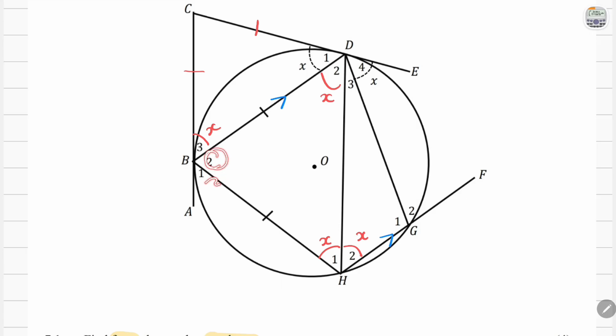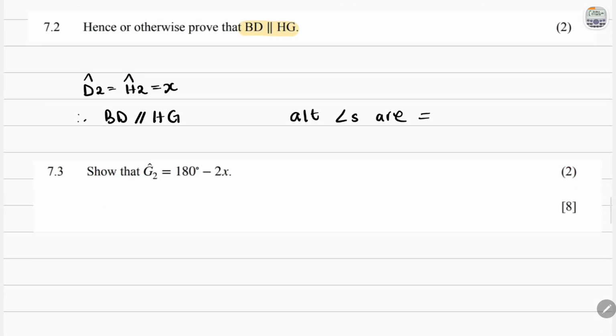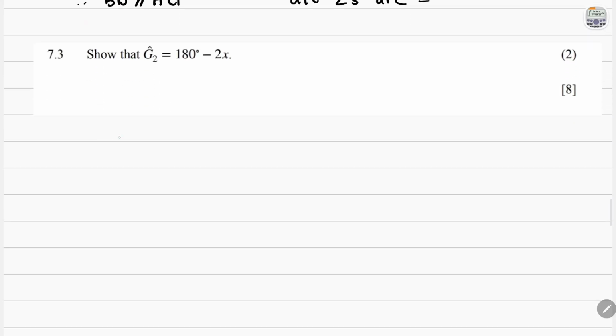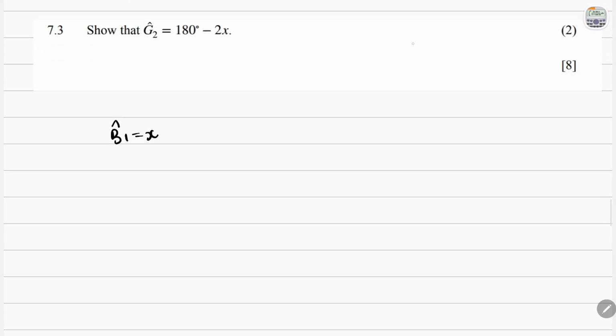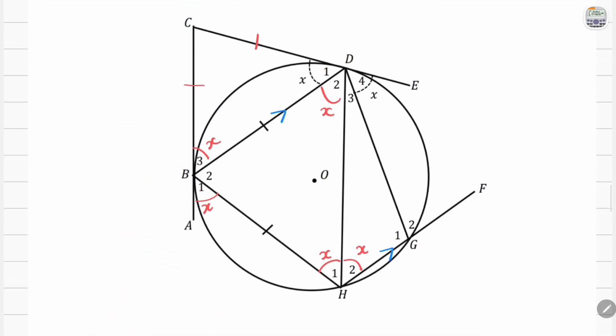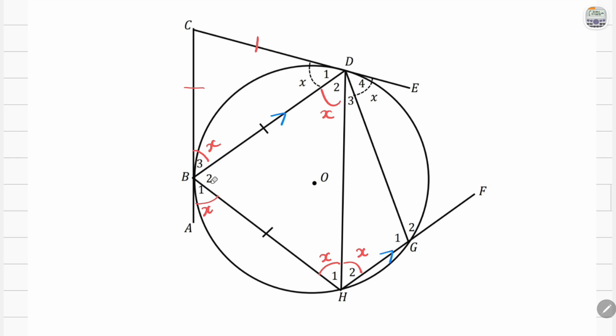Well, angle B2 can be found if we know what B1 is. How do we find B1? Angle B1 is between a tangent and a chord, so it's equal to the angle at the circumference subtended by the same chord BH. That would be angle D2, which is equal to x. So that's where we start. Angle B1 is equal to x because of the tangent-chord theorem. And then from angle B1, we can find angle B2.